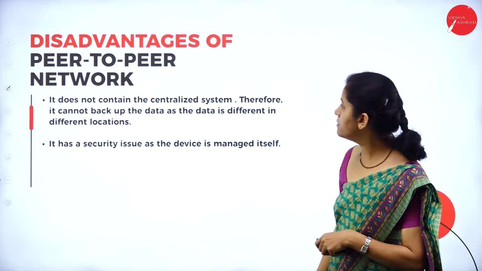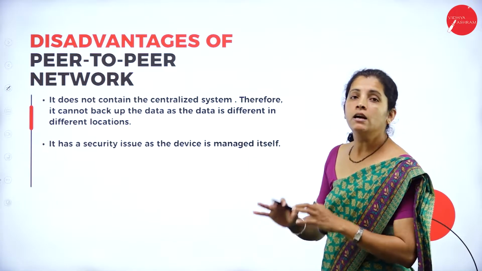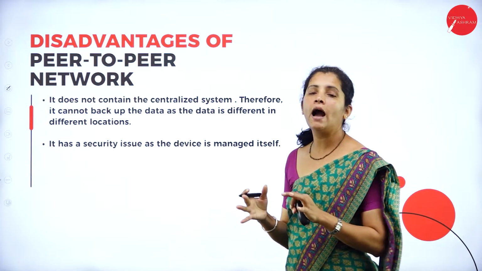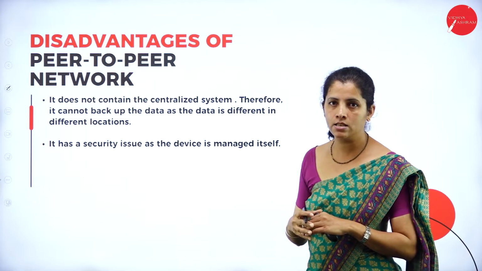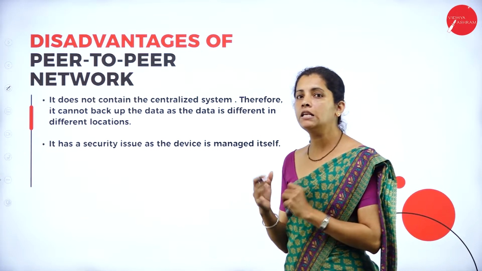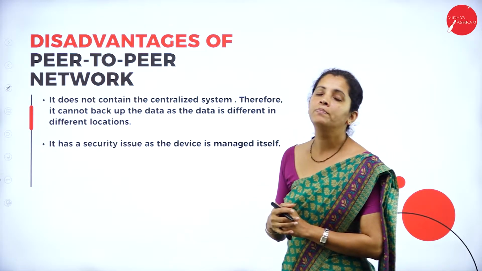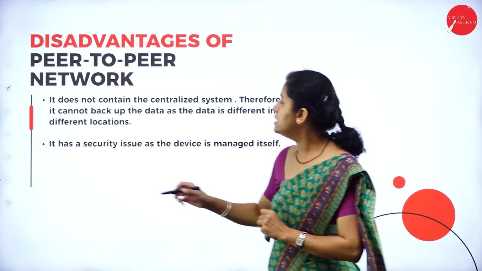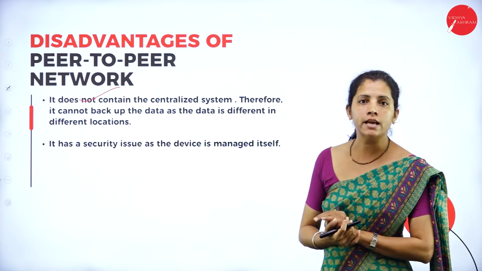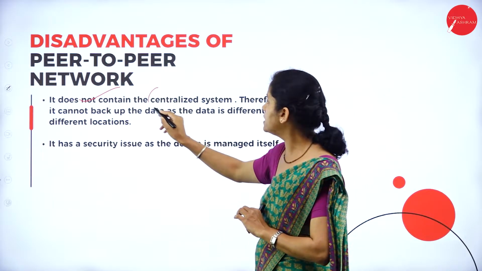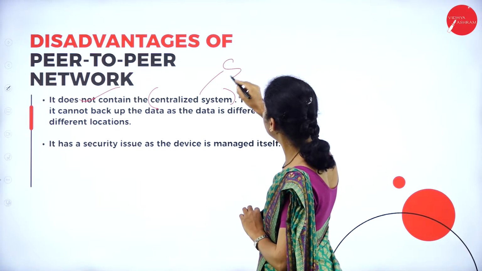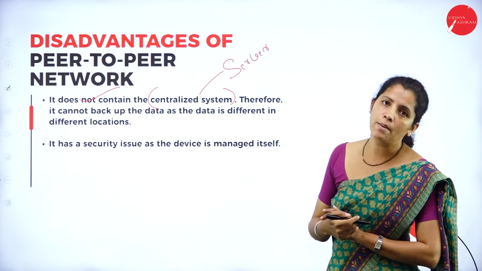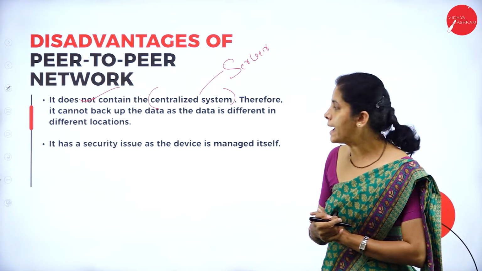And what is the disadvantage here? See here, if I consider a peer-to-peer network, I don't have any centralized system. If I don't have any centralized system, then I'm not able to take the data backup. So here, it does not contain any centralized system. So what is a centralized system here? That's nothing but the server. When I don't have any server, then I'm not able to take data backup.